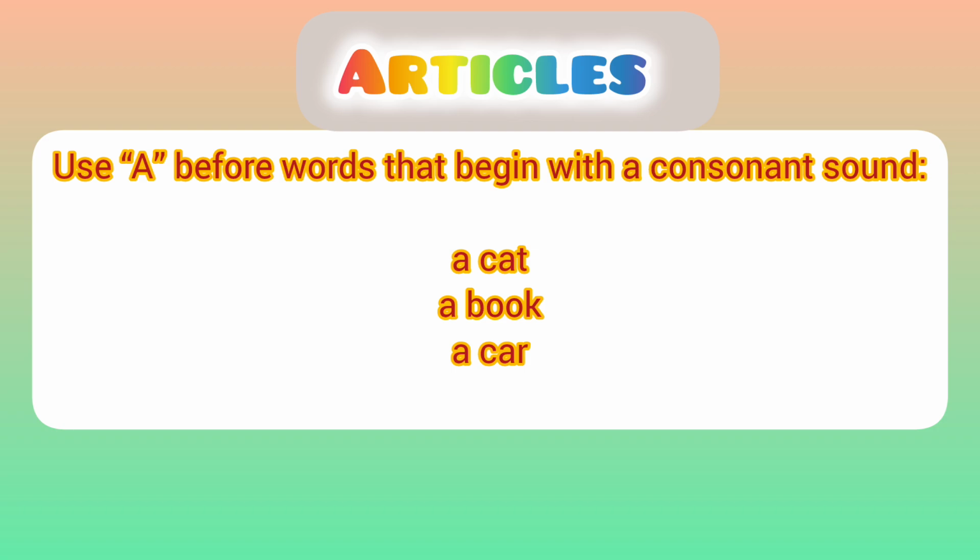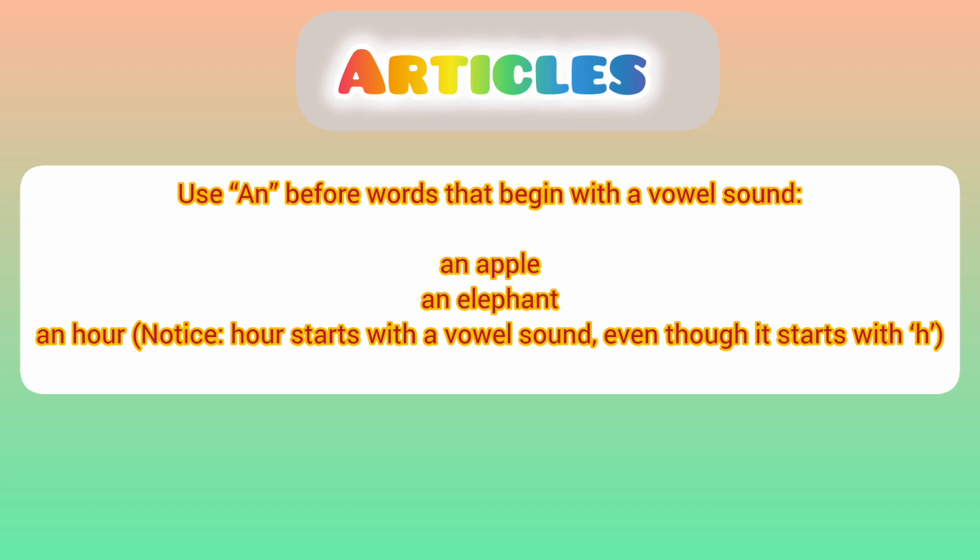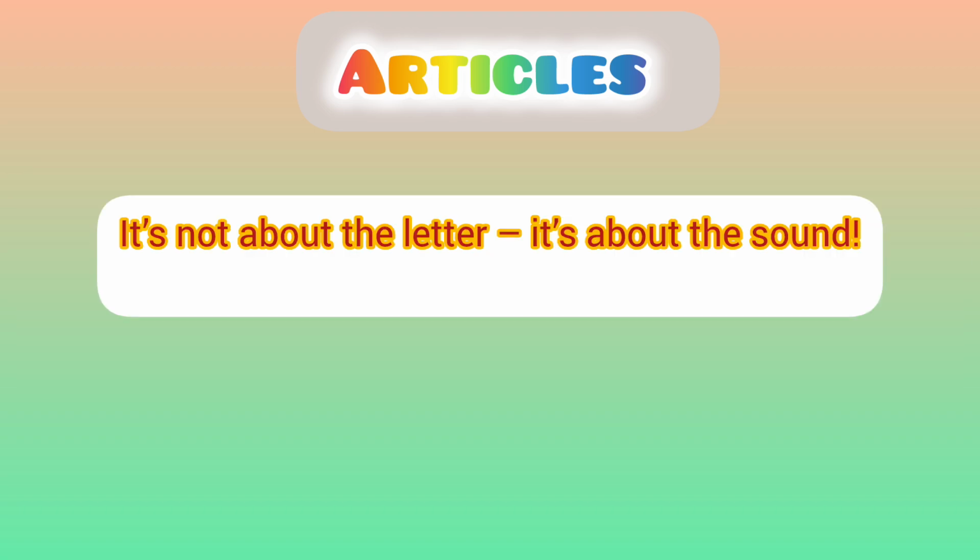Use a before words that begin with a consonant sound: a cat, a book, a car. Use an before words that begin with a vowel sound: an apple, an elephant, an hour. Hour starts with a vowel sound, even though it starts with H. It's not about the letter, it's about the sound.